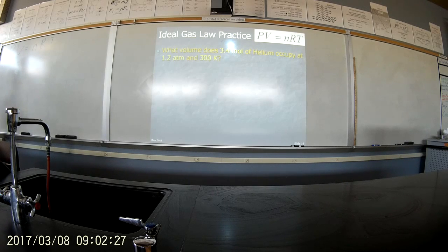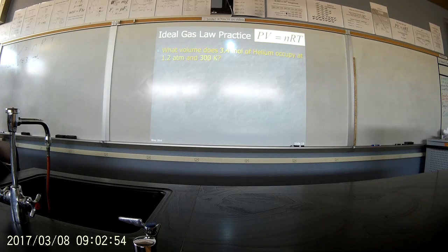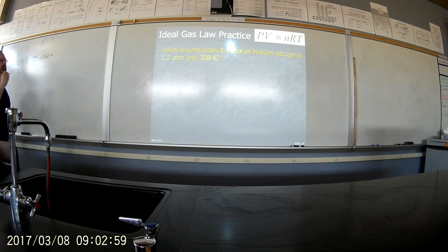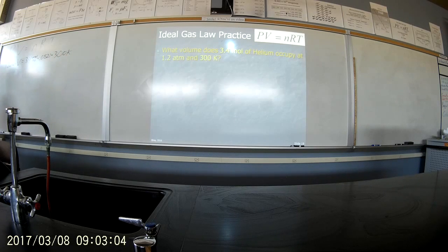PIV-NERD. So in this exercise, what's my pressure? 1.2 atmospheres. And do I have a volume? Nope, volume is what I'm looking for. Do I have an n? 3.4 moles. 3.4 moles of helium. Do I have an R? 0.0821. And do I have a temperature? 300 Kelvin.